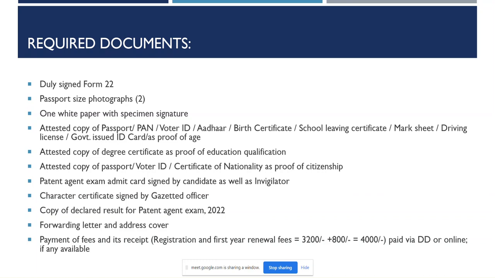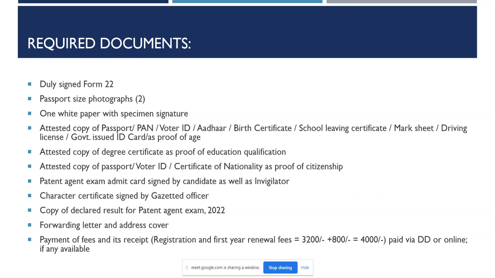Then a character certificate signed by any gazetted officer. Then the copy of the declared result for the patent agent exam 2022. The result was declared just a few days back, on the 1st of August. You have to attach that copy by highlighting your name or number. Then the forwarding letter, address cover, and the fees.